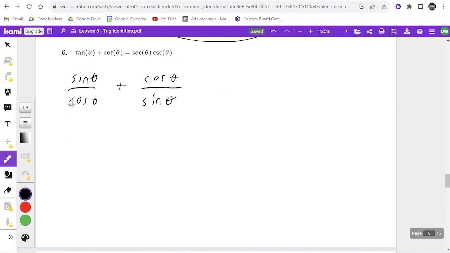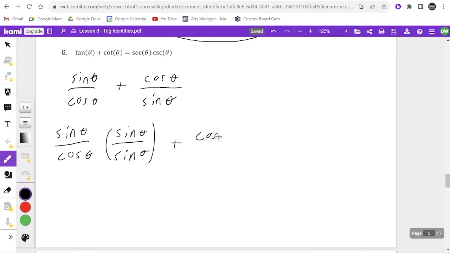First I'm going to multiply the left one by sine theta over sine theta. In other words, let me write it out: sine theta over cosine theta times sine theta over sine theta, because that's what's missing from the denominator. And then plus, this one's missing cosine in the denominator, so I have to multiply it by cosine theta over sine theta.